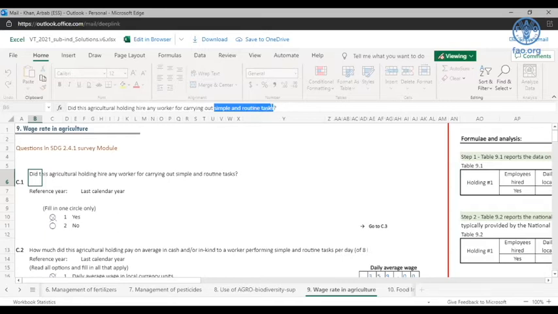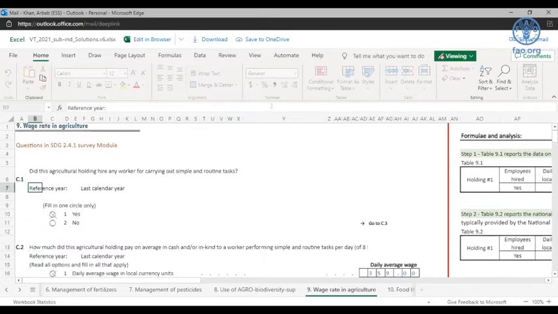And hence, let me underline this: the training of the enumerator before going to the field, in the case of administering the SDG 241 survey, is instrumental. It's very important. Proper training of the enumerator is the key to the success of administering the SDG 241 survey and collecting reliable statistics and data.